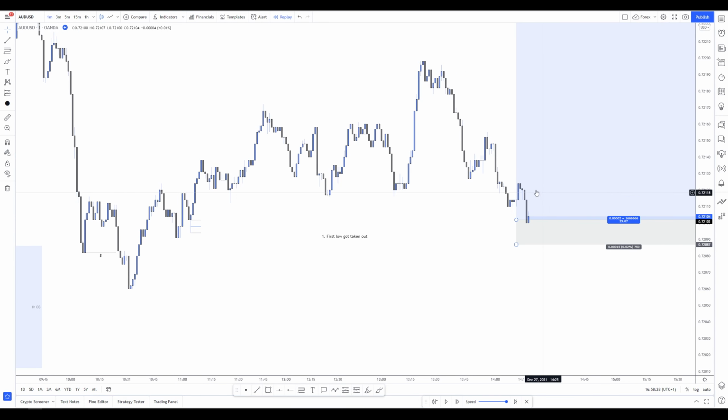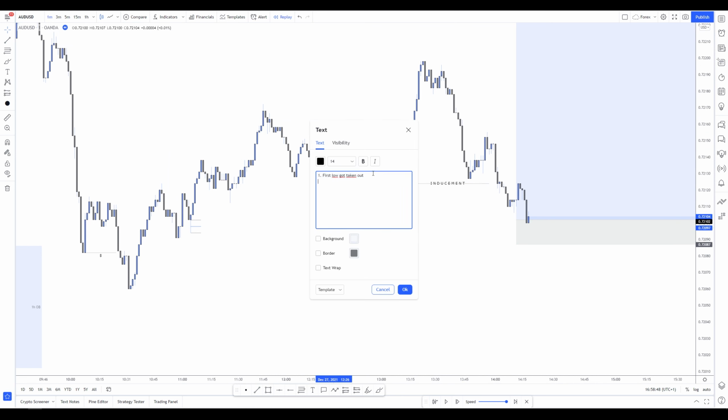Before we go to the trade itself, let's just look at the confirmations. The first low got taken out, first confirmation. We had inducement into the market right here, so second confirmation.